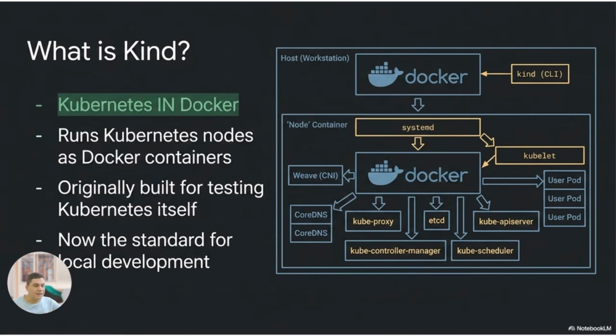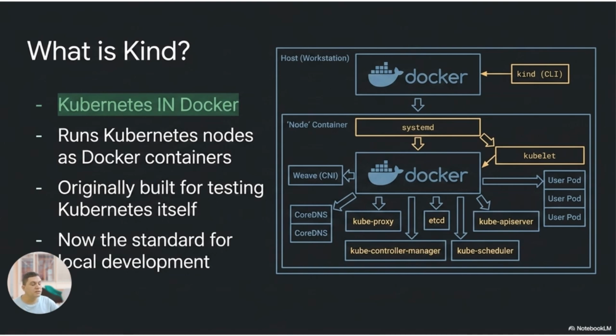So what exactly is kind? Kind stands for Kubernetes in Docker. You are running a Kubernetes node as a Docker container. This project was created actually to test Kubernetes itself. Now, a lot of people are using this for local development and for learning purposes, and some are using it in CI/CD pipelines. Some people use it to test the CI/CD pipelines before running the code in production.